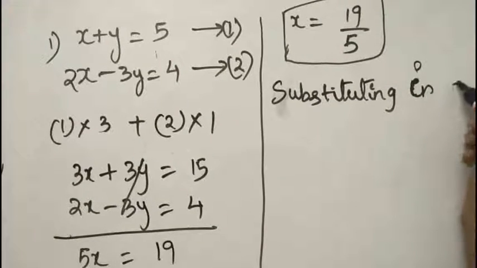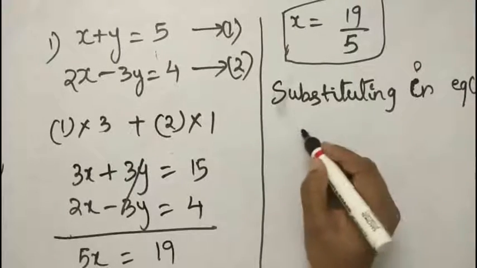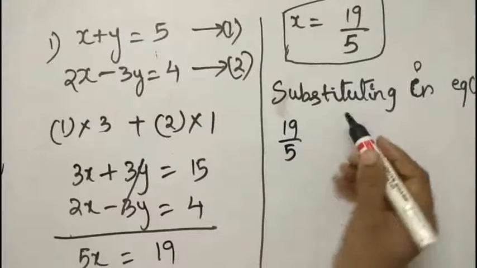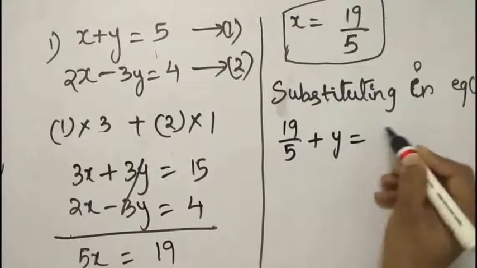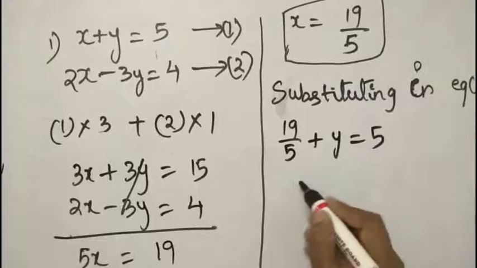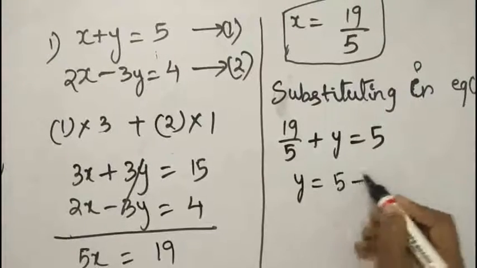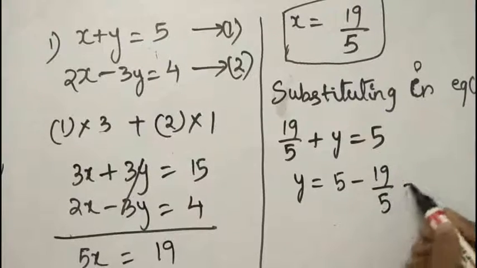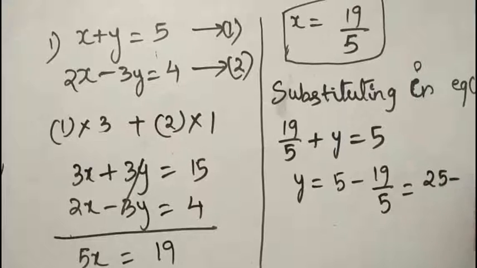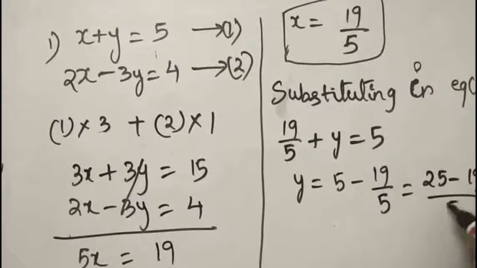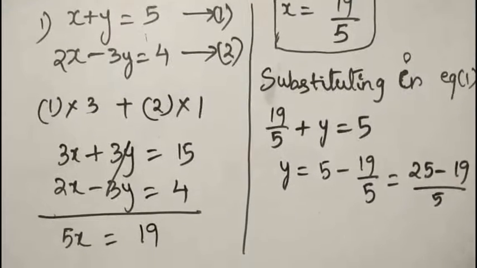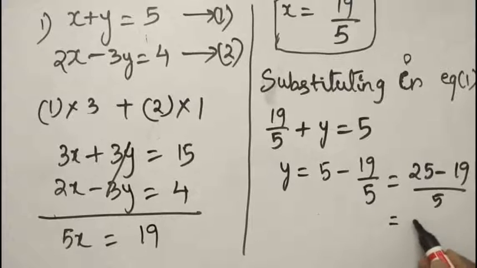In place of x I substitute 19 by 5, so 19 by 5 plus y equal to 5. Y equal to 5 minus 19 by 5, I brought this 19 by 5 to RHS, so plus becomes minus. This is equal to 25 minus 19 by 5, that is 5 is 25, minus 19 by 5. This is equal to 6 by 5.